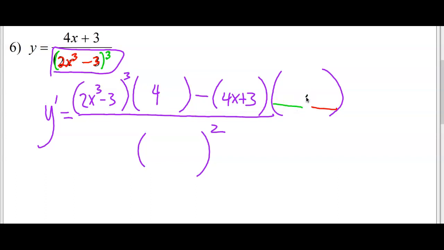All right, so the derivative of the outside is going to be moving the 3 to the front and taking 1 away from the power and leaving the inside the same. And then the derivative of the inside, we're going to get 6x squared. I'm just doing the power rule there. 3 times 2 is 6, and then take 1 away from the 3 and you get 2. So 6x squared. So we have low d high minus high d low. Draw a line, and we square the below, so that means that guy. And we'll stop there.